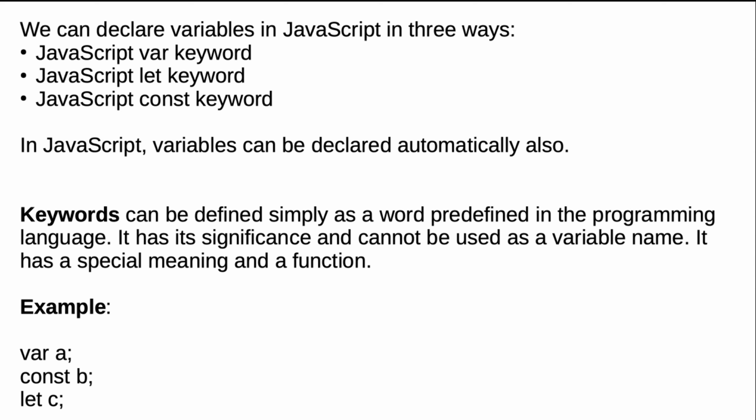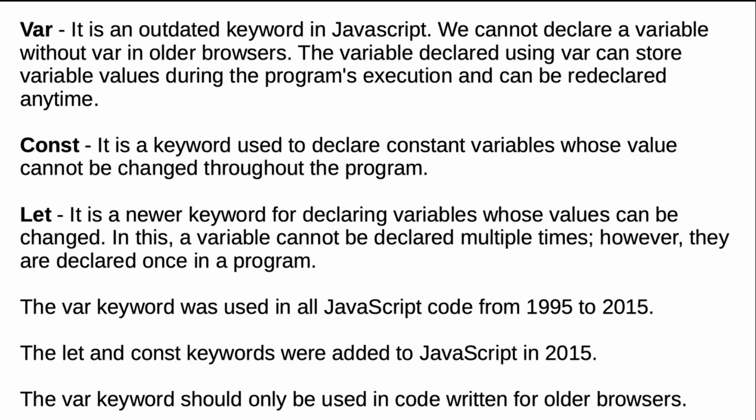Keywords can be defined simply as words predefined in the programming language. They have their significance and can't be used as variable names. They have a special meaning and a function. For example, here we use keywords like var, const and let, and a, b, c are the variable names. So what is the var keyword?